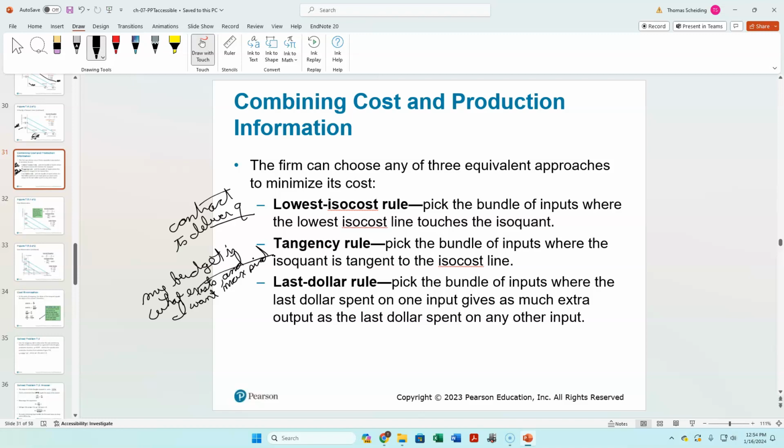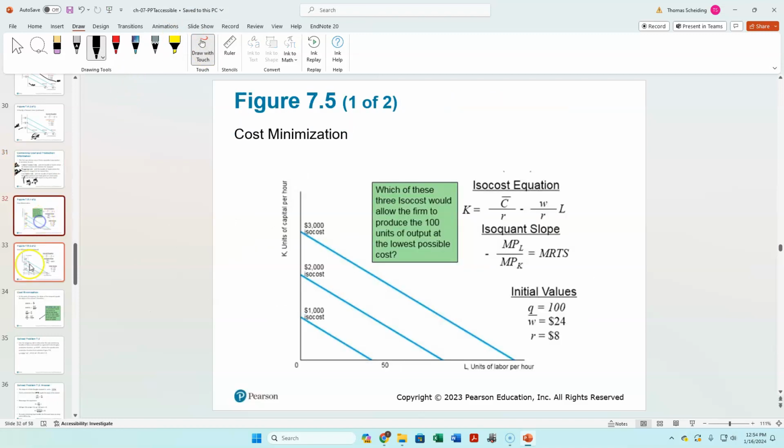And then we've got the last dollar rule. This would be one where you try to make it so that your marginal productivity of labor over your wage rate is equal to your marginal productivity of capital over your rental rate, meaning that each input per dollar spent is generating about the same marginal productivity. All three of these, though, generate the exact same result.